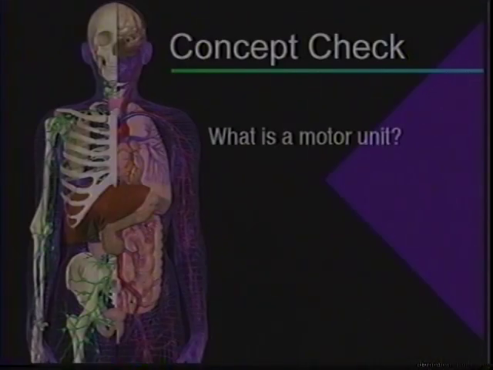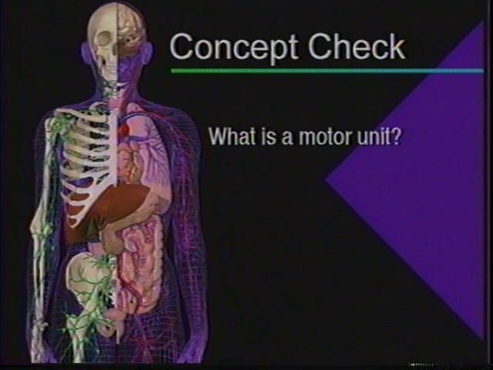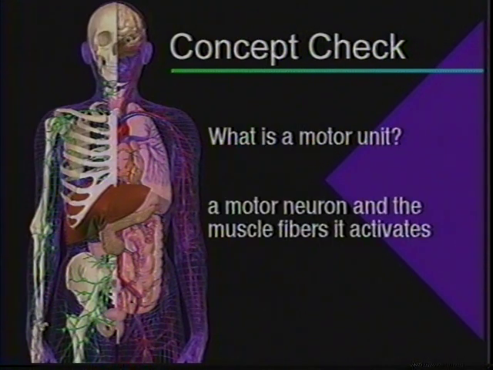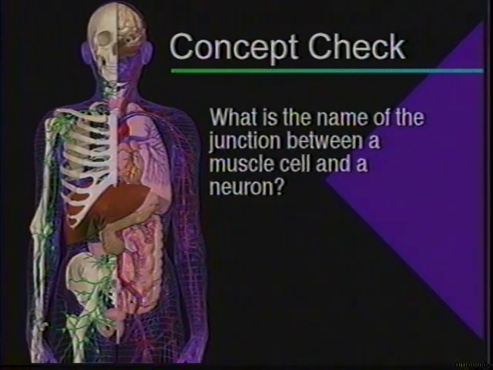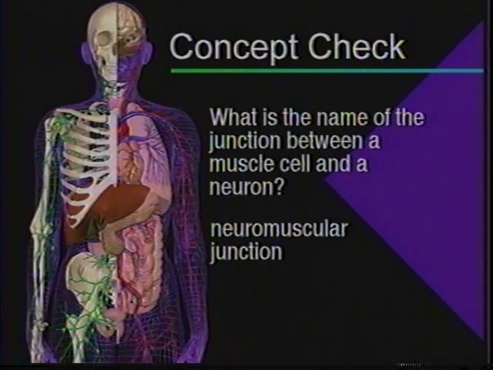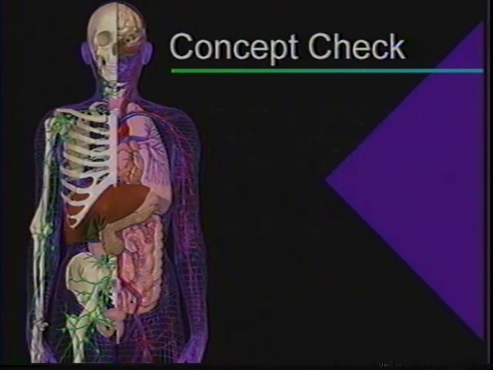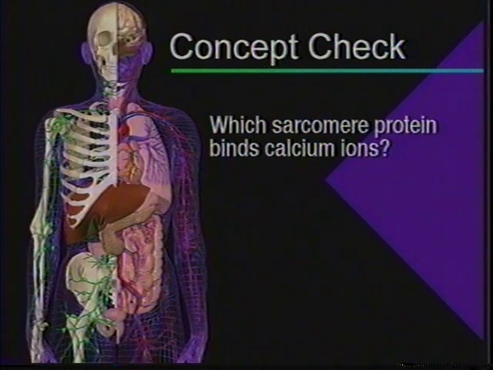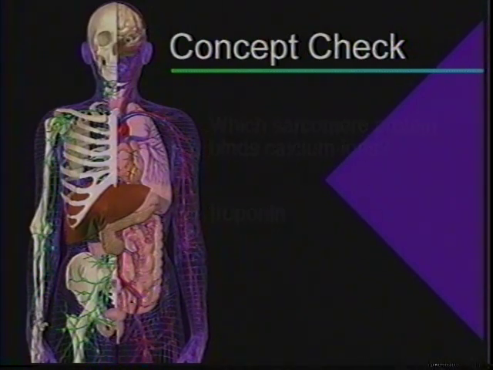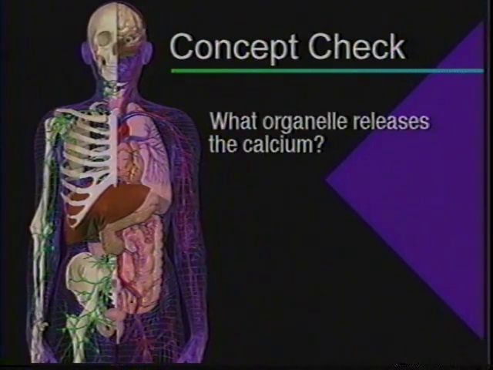But first, let's have another concept check. What is a motor unit? What is the name of the junction between a muscle cell and a neuron? Which sarcomere protein binds calcium ions? What organelle releases the calcium?